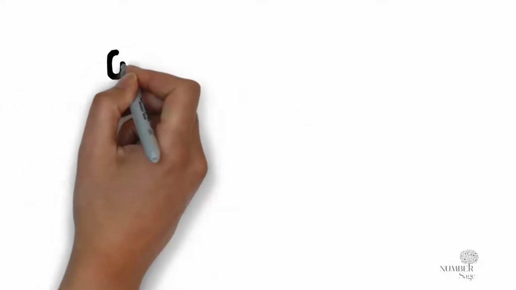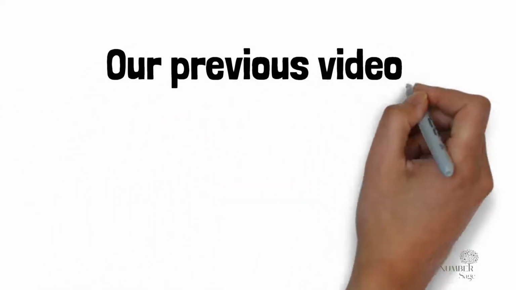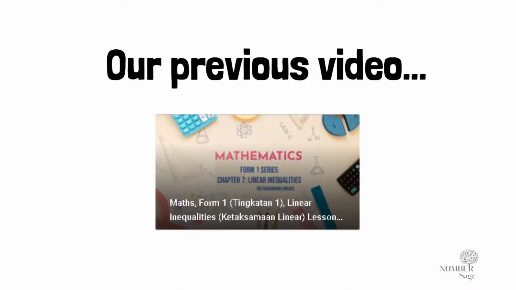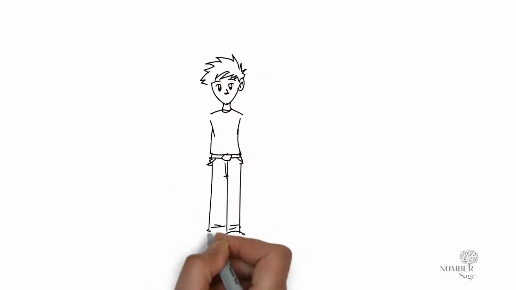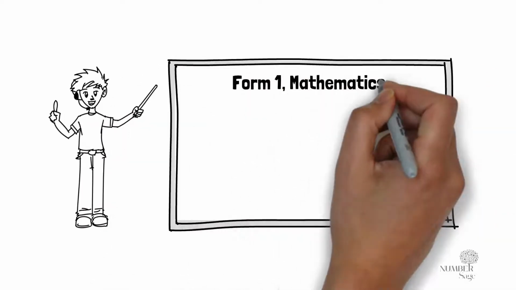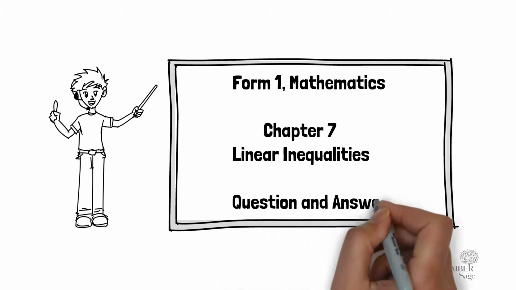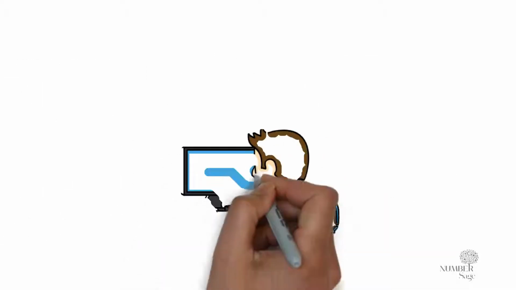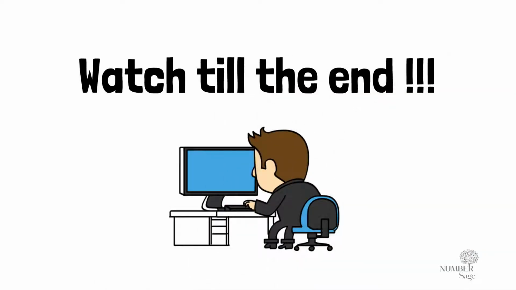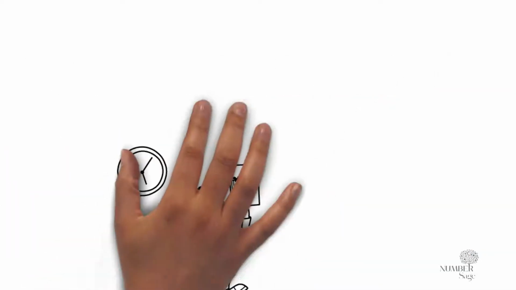This is a follow-up video for the Form 1 Mathematics series. If you haven't watched our previous video on linear inequalities, don't worry. I'll share the link in the description or on the right hand side banner. In today's video, we'll look at sample questions from Chapter 7, Linear Inequalities, and the detailed workings to solve them. Since these questions are carefully designed to assist students in mastering this chapter, we request students to watch till the end. Without further ado, let's get into the video.